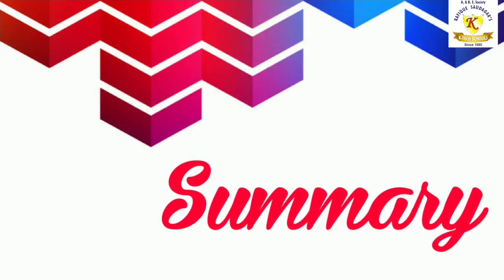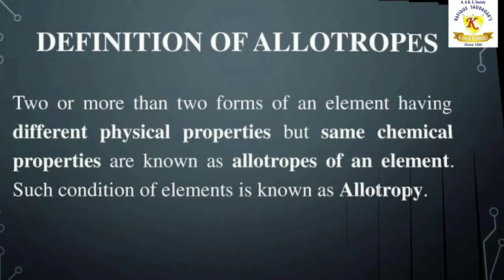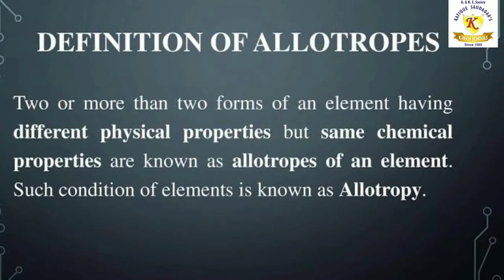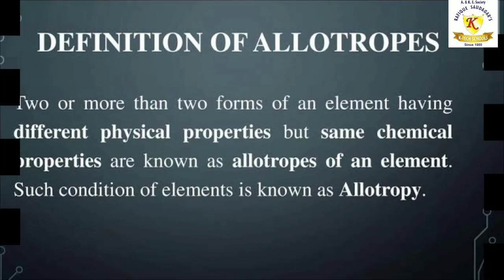Let us summarize what we have learned, children. What is allotrope? Two or more forms of an element having different physical properties but the same chemical properties are known as allotropes of an element. Such condition of an element is known as allotropy. Have you understood, children, what is allotropy?